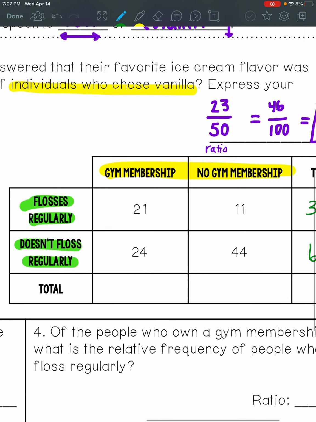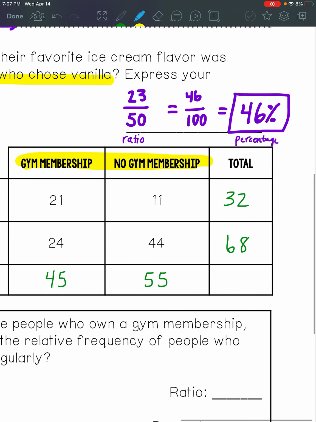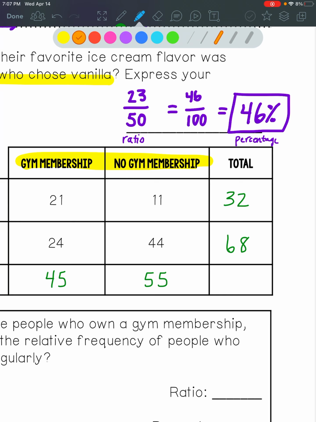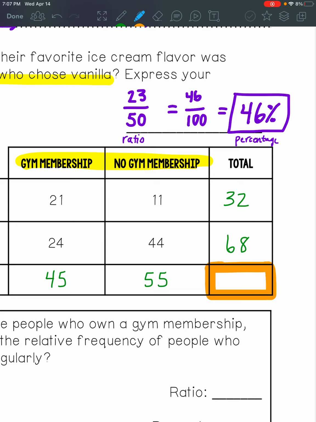Then if we do look at our column, so up and down, the total who have gym memberships was 45, and the total who do not have gym memberships is 55. Now, this bottom right box is always the overall total of everybody that was surveyed.